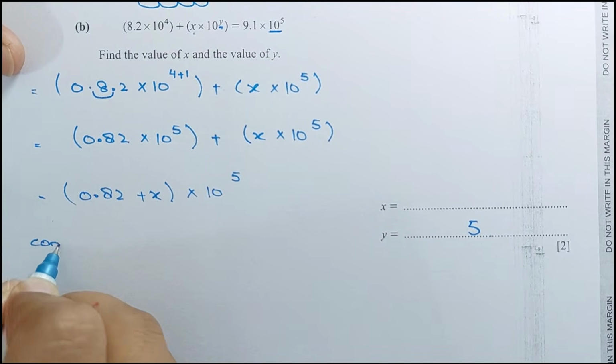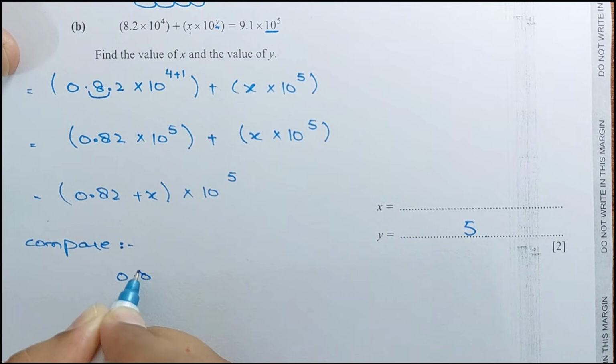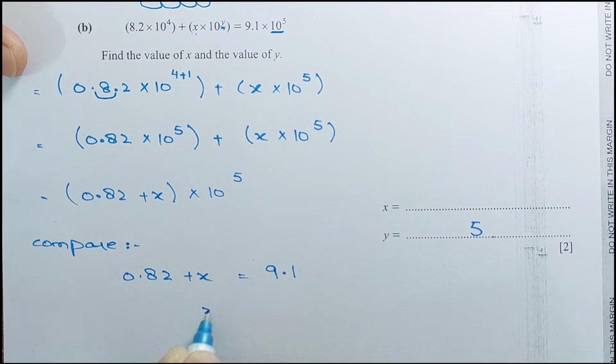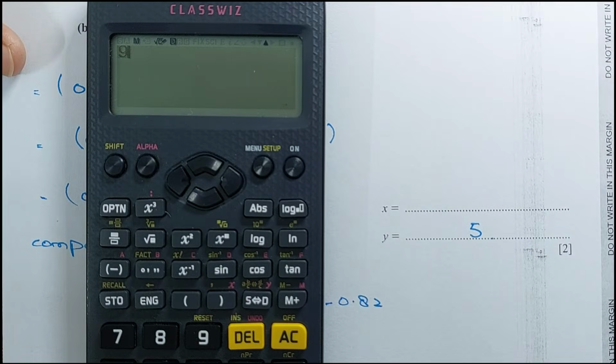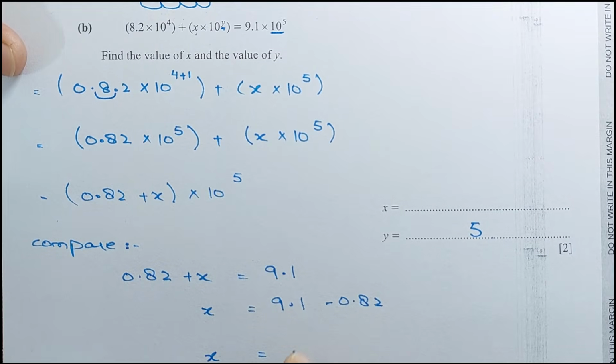So this should be 9.1, right? So now we can compare. When we are comparing, 0.82 plus some x should be equal to 9.1. So what is x? x is 9.1, take away 0.82. Let me simplify. 9.1 minus 0.82, that is 8.28. So x should be equal to 8.28.